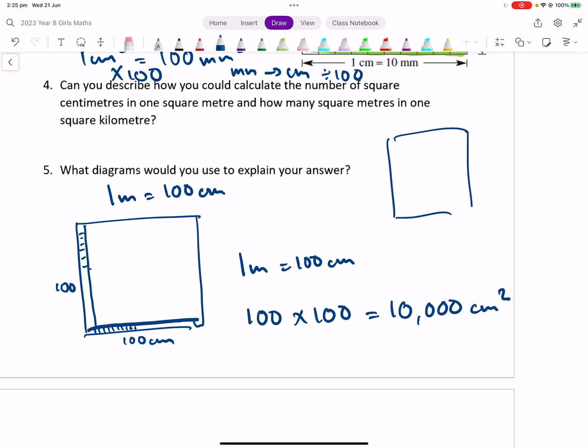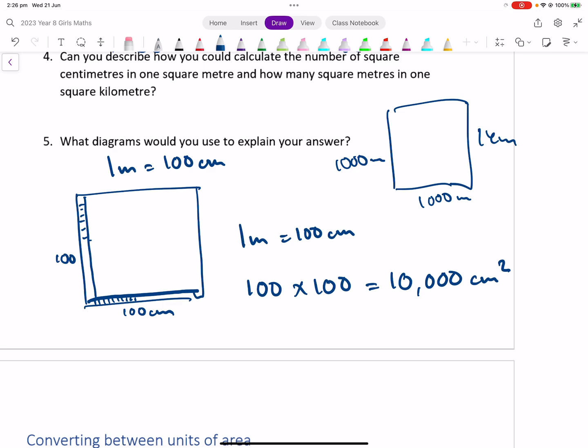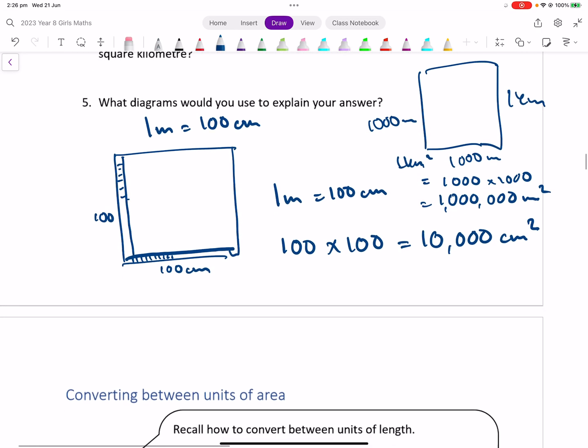Here's a kilometre, 1 kilometre, 1,000 metres, 1,000 metres. So if I wanted to work out how many square metres in 1 square kilometre, it would be 1,000 times 1,000. 1 kilometre squared equals 1,000 times 1,000, which is 1 million metres squared. So hopefully that's a bit of a warm-up for you for converting between units of area.